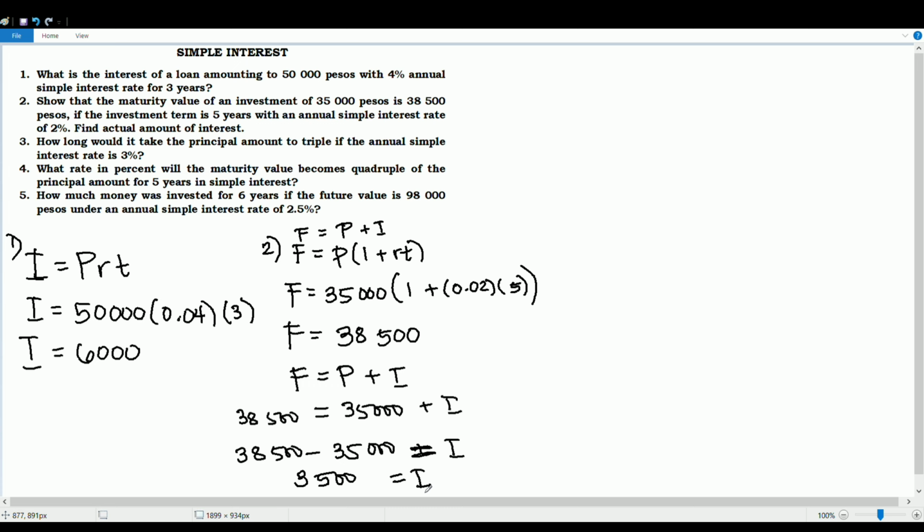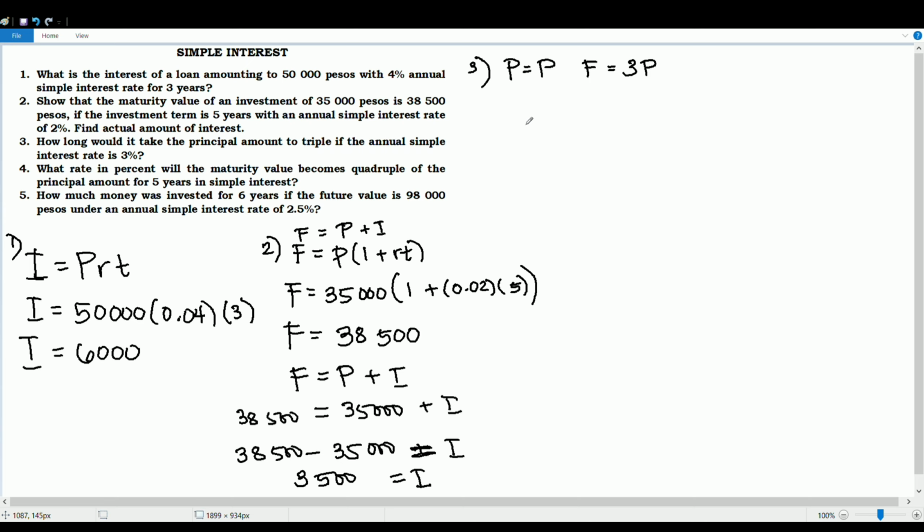Okay. Now let's proceed to item number 3. From item number 3, the question is asking for the term. How long would it take the principal amount to triple if the annual simple interest rate is 3%? So we have to look for the value of t, wherein the future value will become triple of the principal. Well, for number 3, we know that the principal amount is equal to P, and that F is equal to 3 times P. That's triple of the original amount or the principal amount.